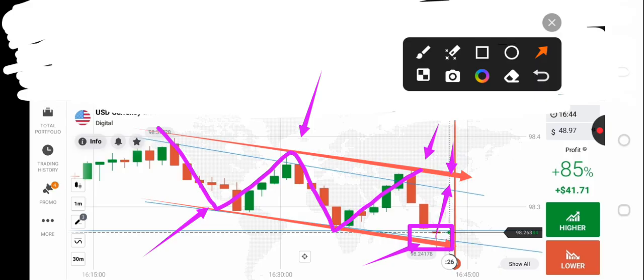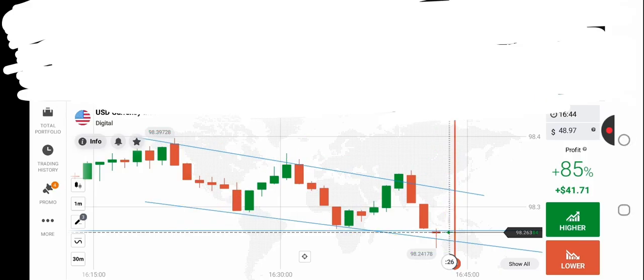Why? Because this is a channel. You can see the market is moving within the range. So this is what we call a channel. Some traders may call it a descending channel because it is going downwards. If it's going upward, they call it an ascending channel. But just have it in mind that this is a channel. Either way it is happening, just know that it is a channel.